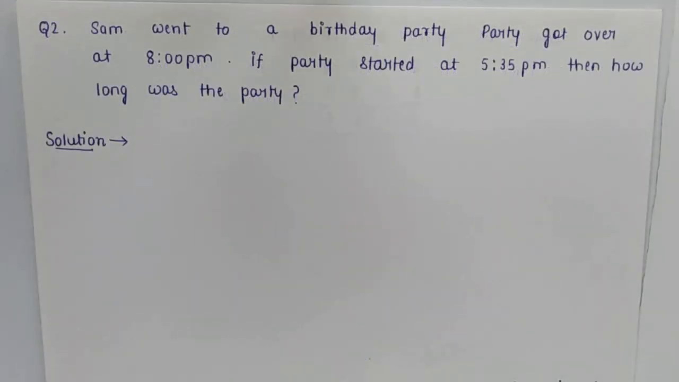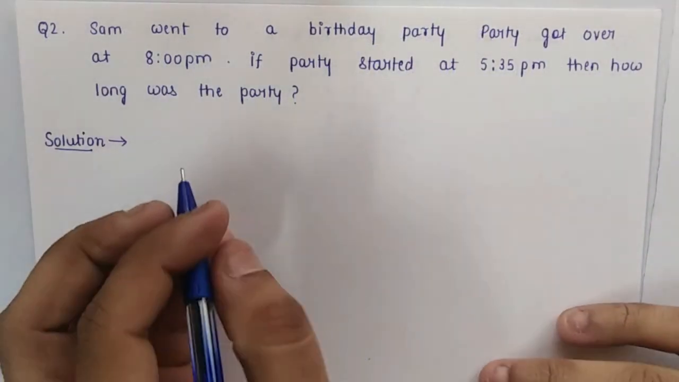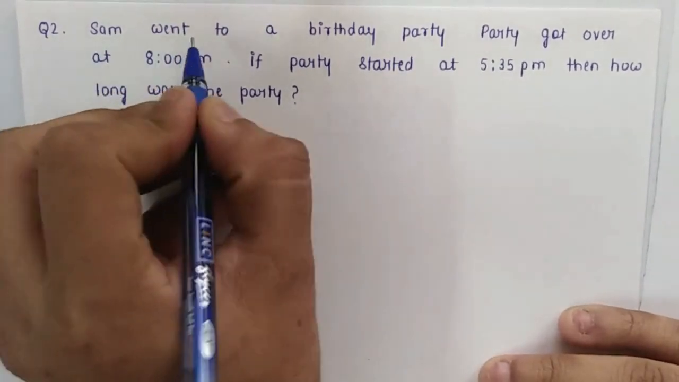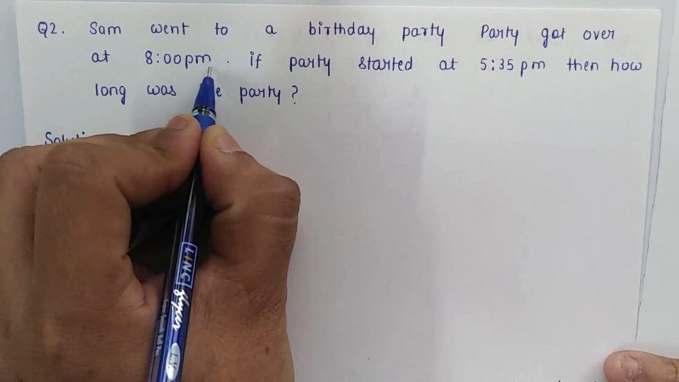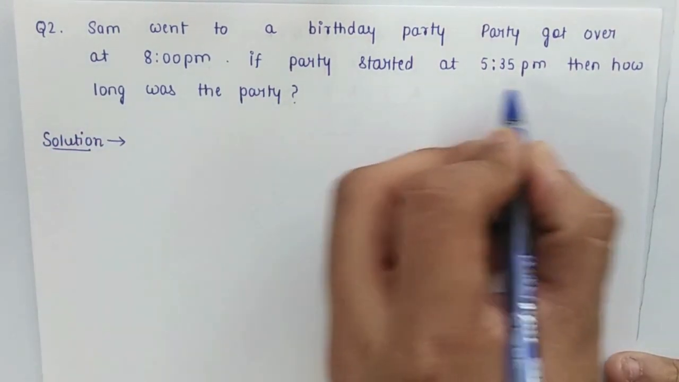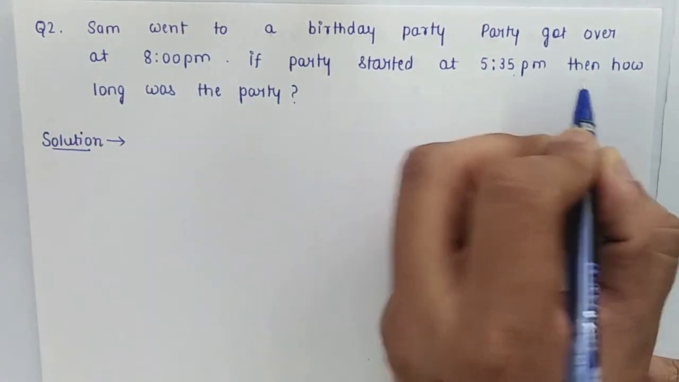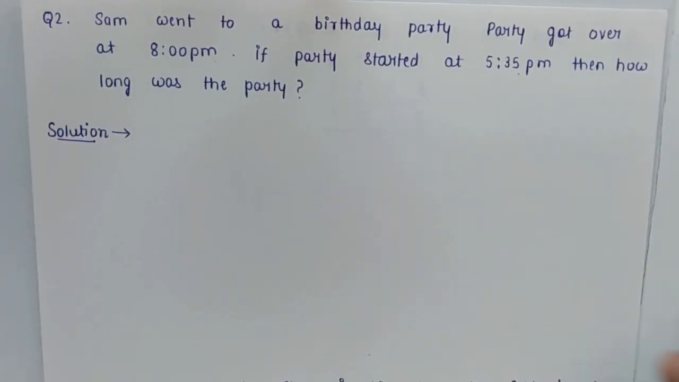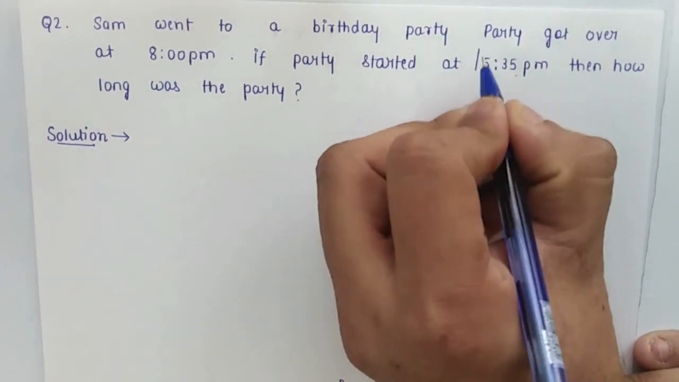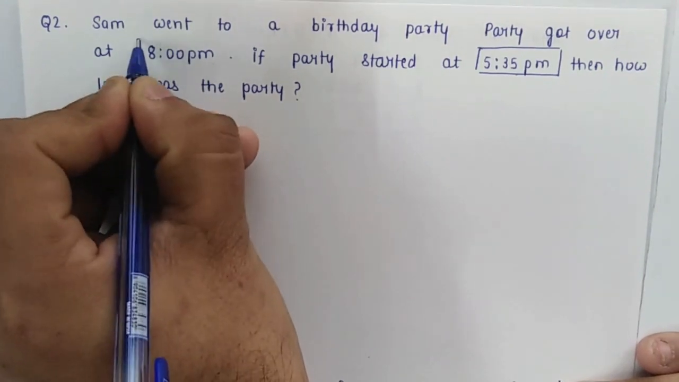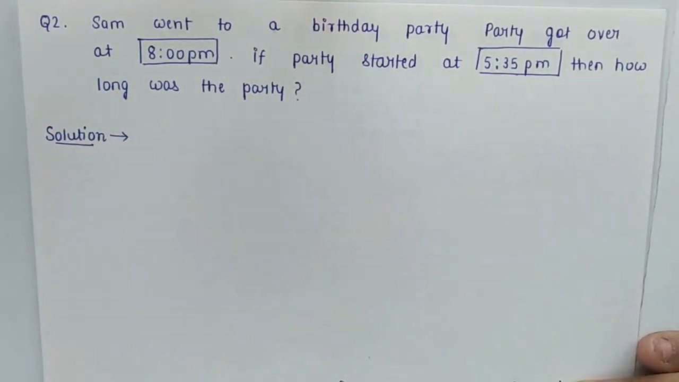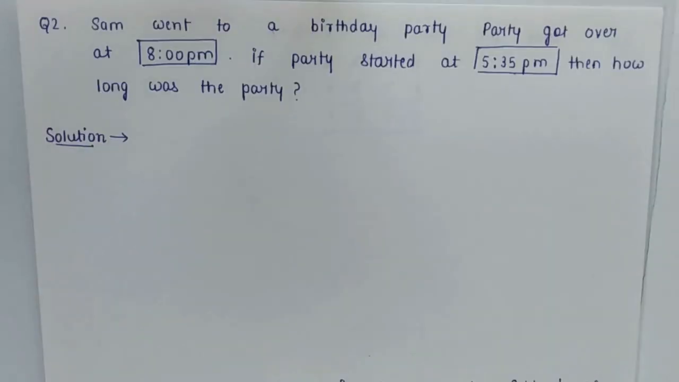Let's take a look at question number 2. Question number 2 states that Sam went to a birthday party. The party got over at 8 p.m. If the party started at 5:35 p.m., then how long was the party? So there was a party which started at 5:35 p.m. and it got over at 8 p.m. So we have to calculate the duration of the party.